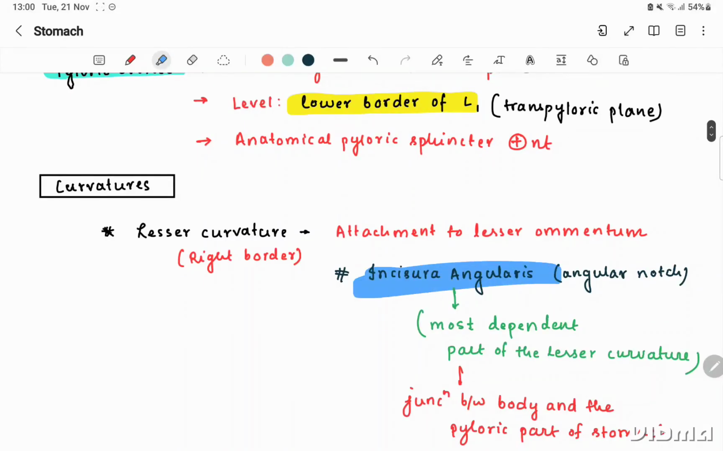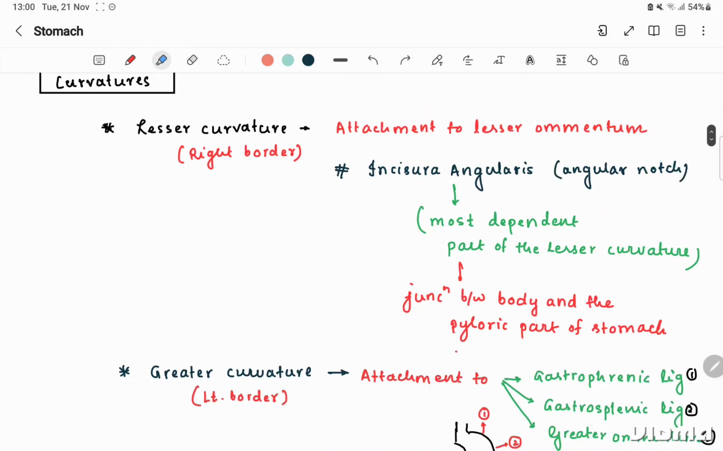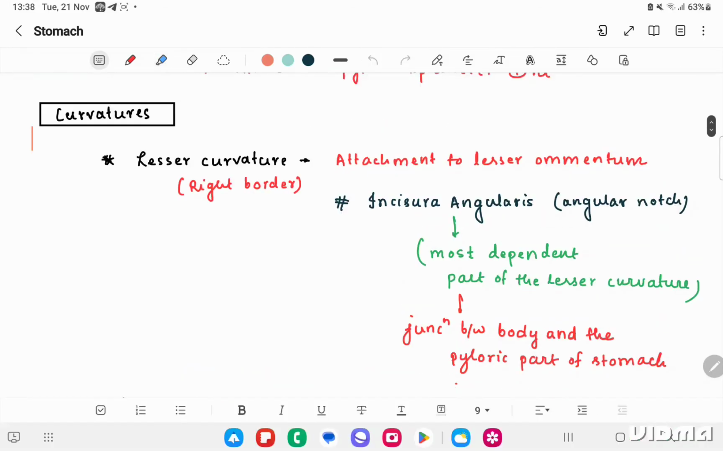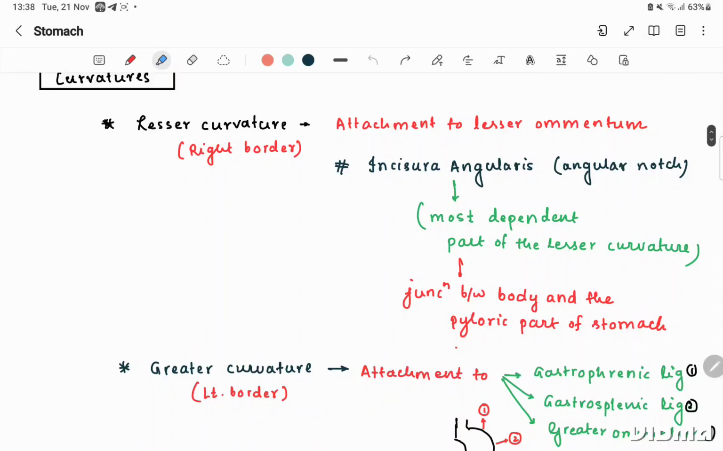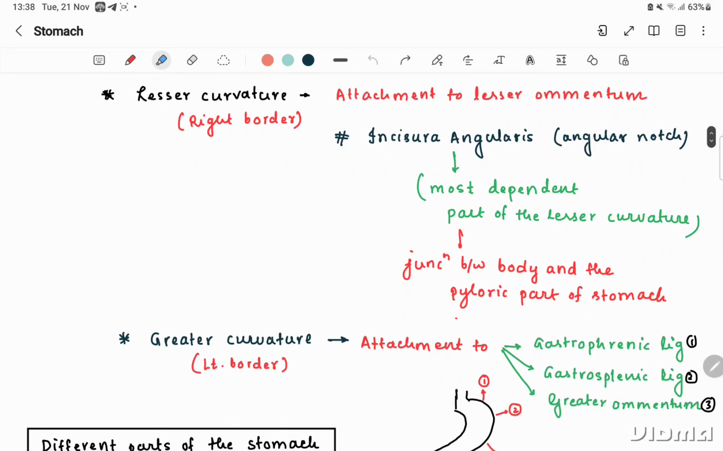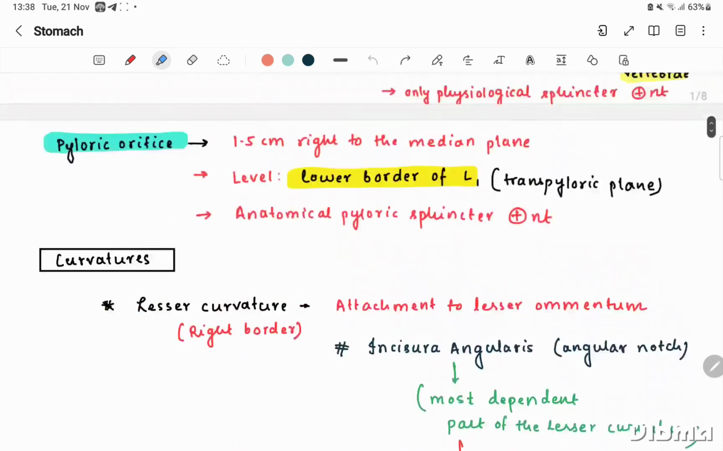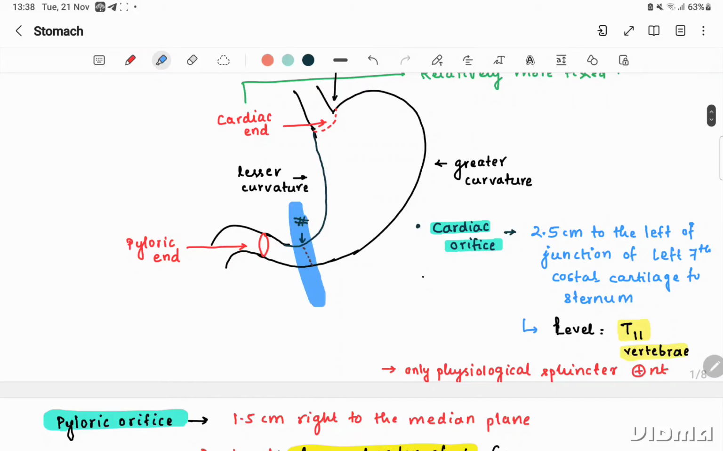And what is the incisura angularis? This is the angular notch, and it is the most dependent part of the lesser curvature. If there is some fluid accumulation or pus formation, there is a greater chance that it will accumulate in your incisura angularis, as it is gravity dependent. It is the junction between the body and the pylorus part. This part is called the incisura angularis.